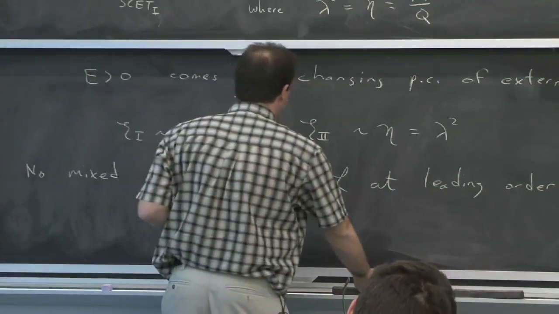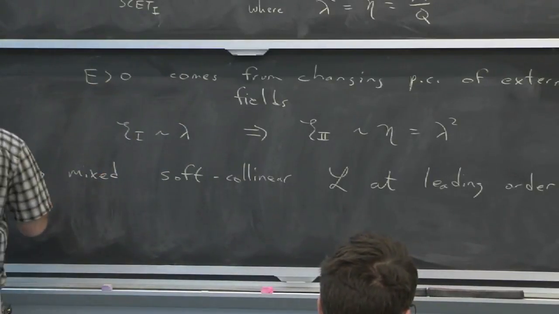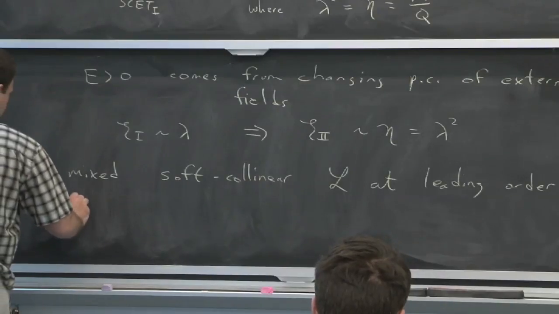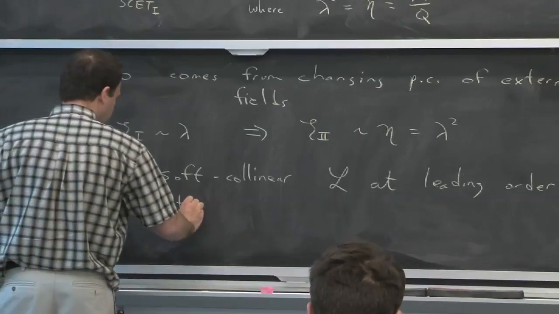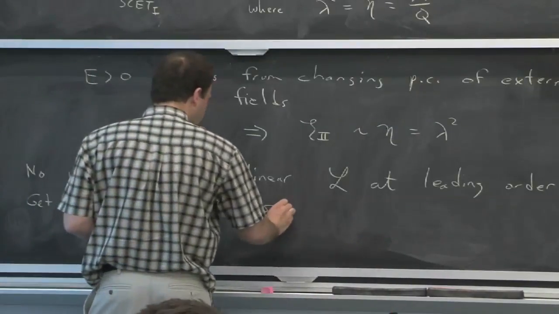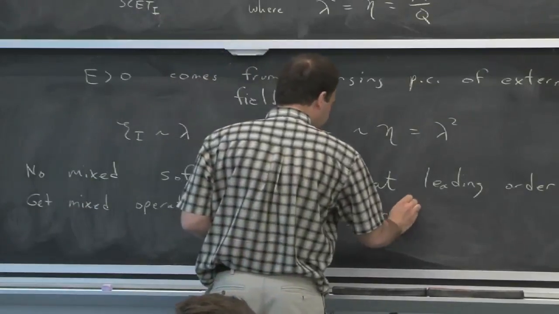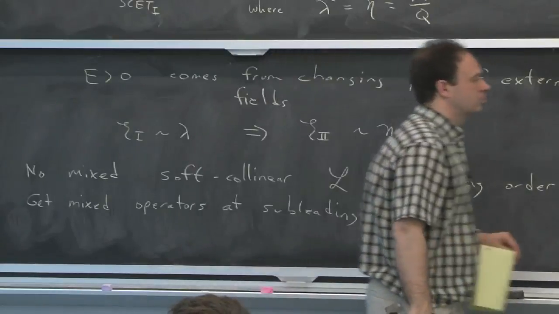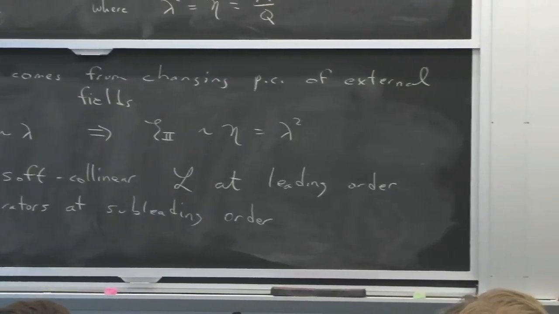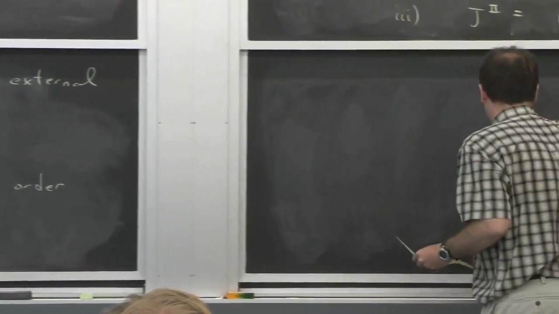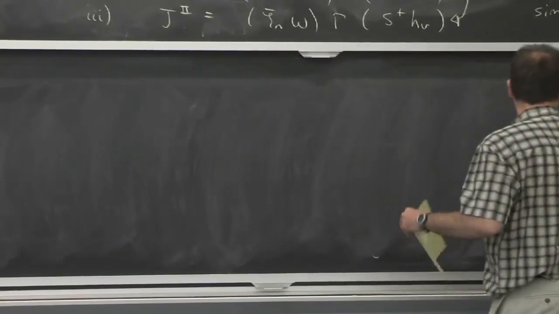I'll say a little bit more about power counting. So there's no mixed soft collinear Lagrangian at leading order, and you can get mixed things at subleading order. So in that way, it's like SCET1 after the field redefinition. But here, there's no analog. If you just want to go directly to SCET2, there wouldn't be an analog of the field redefinition. All the Wilson lines are coming from integrating out off-shell particles.